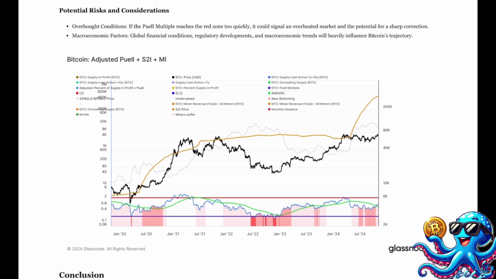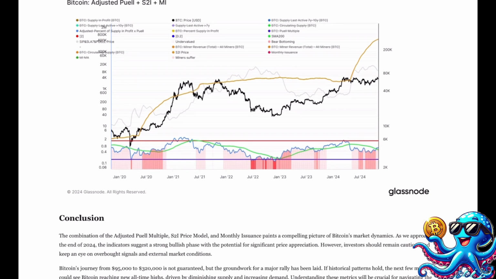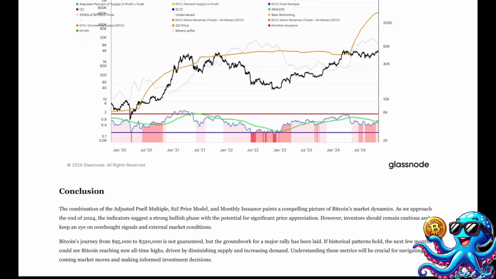Conclusion. The combination of the adjusted pool multiple, S2I price model, and monthly issuance paints a compelling picture of Bitcoin's market dynamics. As we approach the end of 2024, the indicators suggest a strong bullish phase with the potential for significant price appreciation. However, investors should remain cautious and keep an eye on overbought signals and external market conditions. Bitcoin's journey from $95,000 to $320,000 is not guaranteed, but the groundwork for a major rally has been laid.